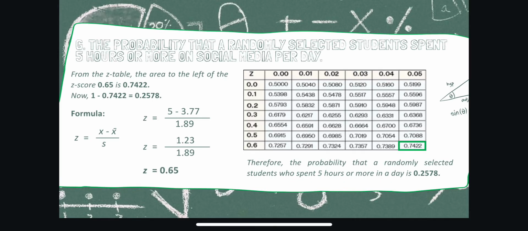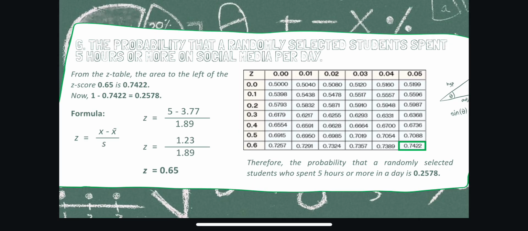For part G, we are asked to determine the probability that a randomly selected student spends 5 hours or more on social media per day using the Z table. First, we compute the z-score using the formula where x equals 5, the mean is 3.77, and the standard deviation is 1.89. Substituting the values, we get approximately z equals 0.65.